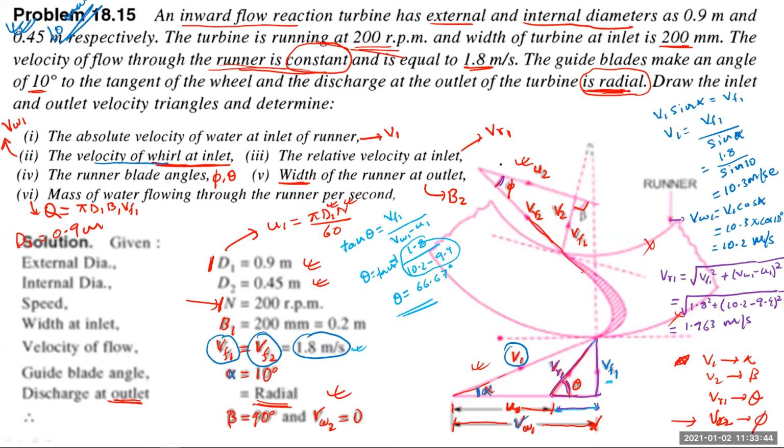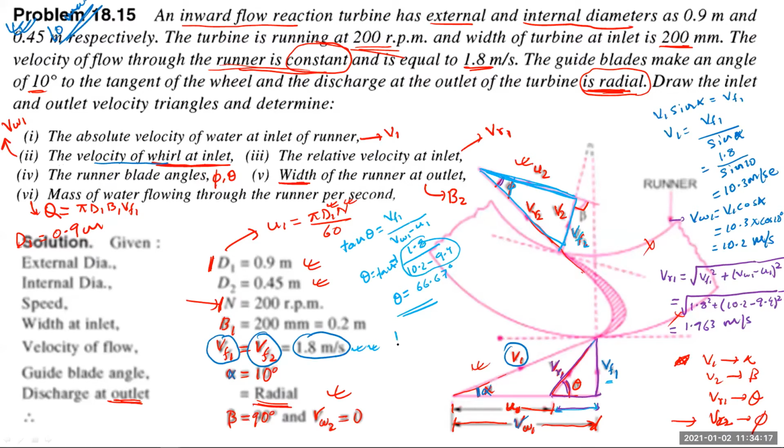Again on your outlet side, we need to calculate this phi. This is your triangle. Now let's see what parameters are given. This side is Bf2, and Bf2 is given in your numerical data. What else is given? U2 you have calculated: U2 equals pi d2 n2 upon 60.